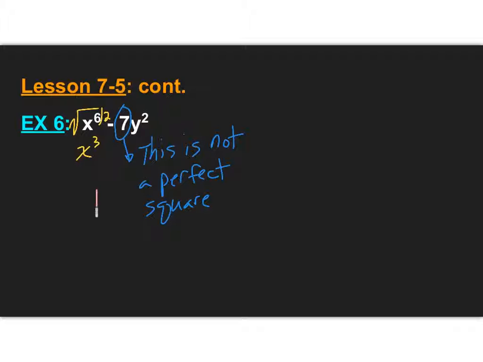So the only other way that you can factor a binomial is to take out a greatest common factor, and as you look at them, the coefficient of negative 7, the coefficient here is 1, they don't have a number in common, and they don't have a variable in common. So this is not factorable, it's prime. And that's it, you're done.